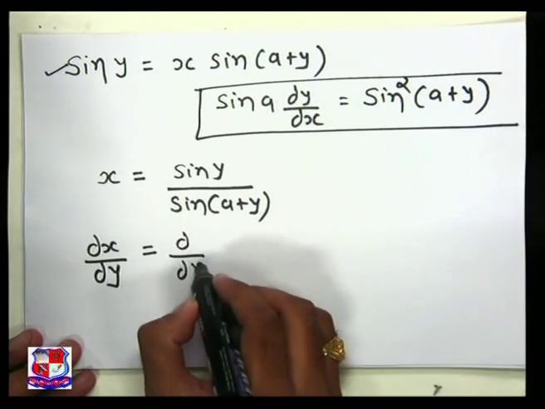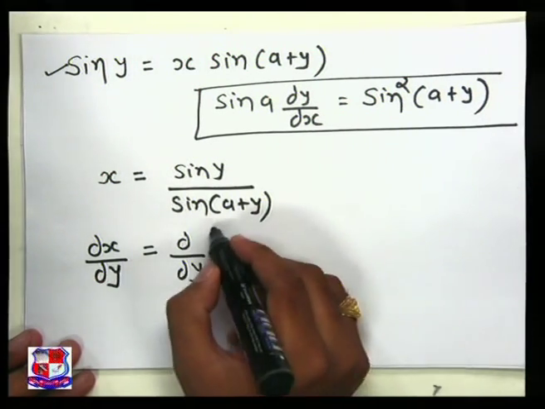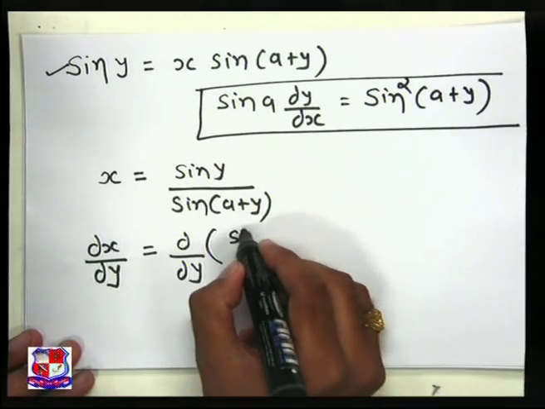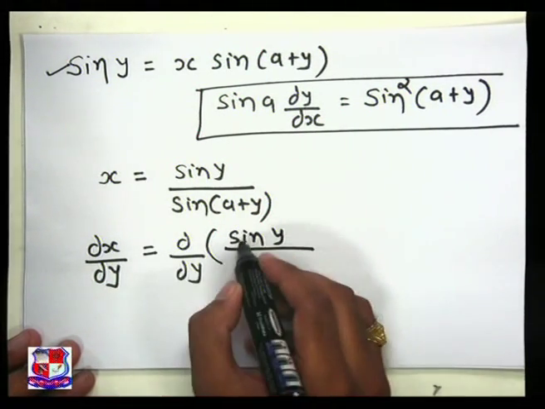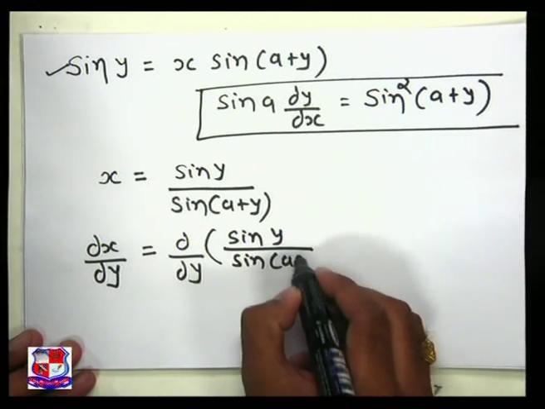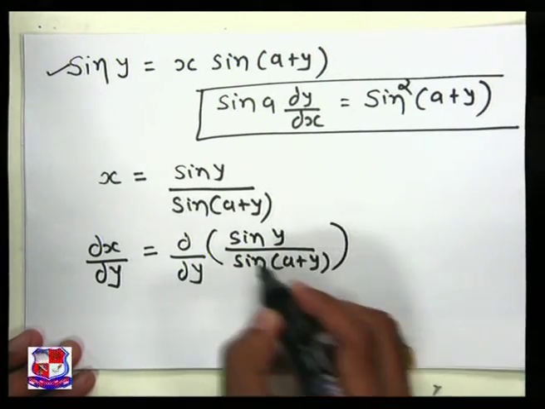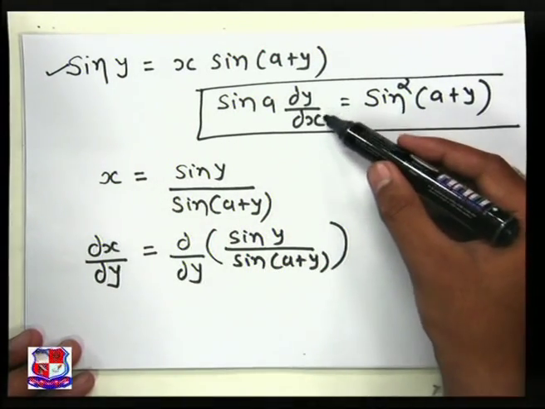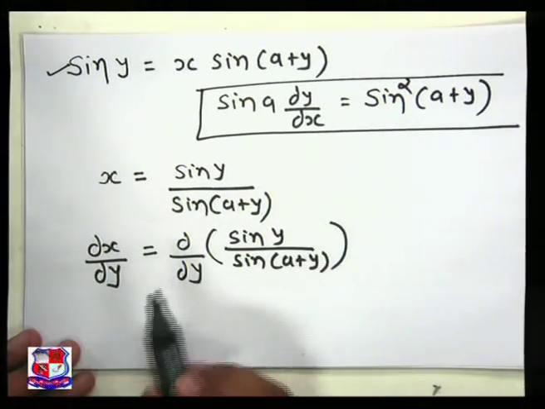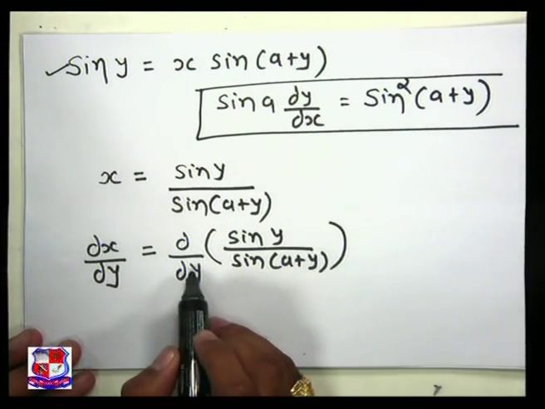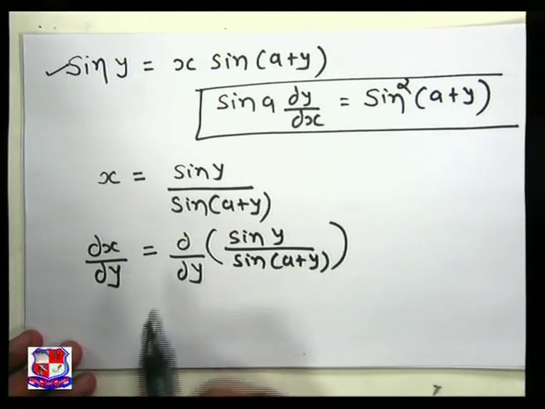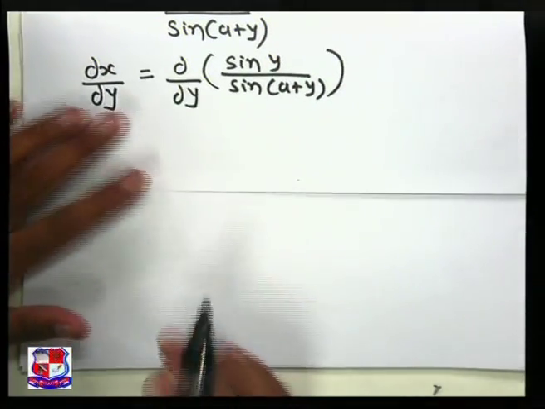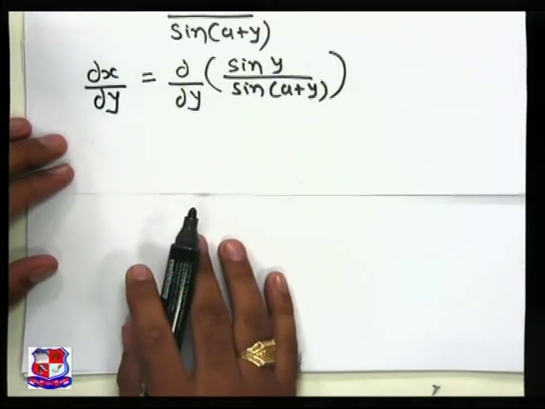So we find dx by dy, and whatever the function of x is, we replace it here: sin y divided by sin a plus y. Then finally we take the inverse to get our result in terms of dy by dx. We want to find the differentiation, but remember, here it is with respect to y. So we move further and write the dx by dy term as it is.